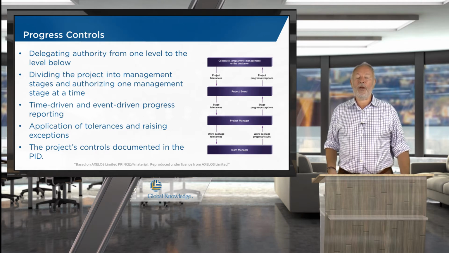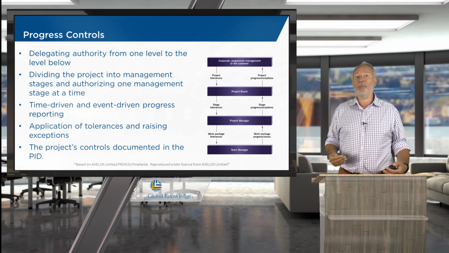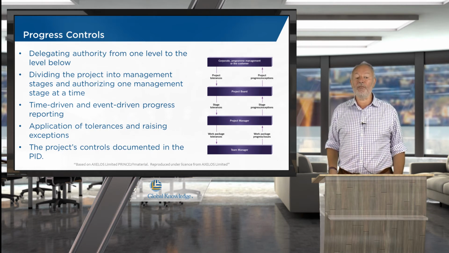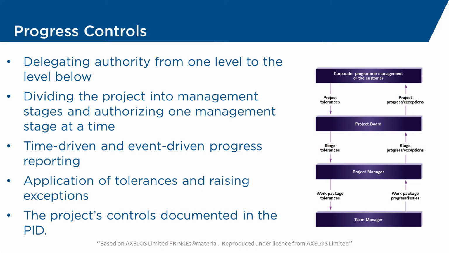So the main things we're going to be looking at here in controls is that we have some kind of delegated authority down through the different levels. We're going to be, if necessary, dividing the project up into stages. This then limits the amount of, as we saw in the big diagram and the process diagram, we've got a number of stages. This limits the amount that a project manager can do, and generally the project board are going to delegate down authority to run a stage, one stage at a time. As you can imagine, this gives project board a lot of control.